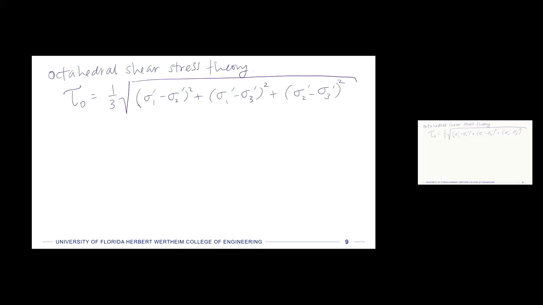Corresponding to that, we can say that there is a shear strain associated with it that has a coefficient out front of 2/3 instead of 1/3, and now it's the difference between the shear strains, these deltas, squared, and then summed. Oops, that should be a delta 1.